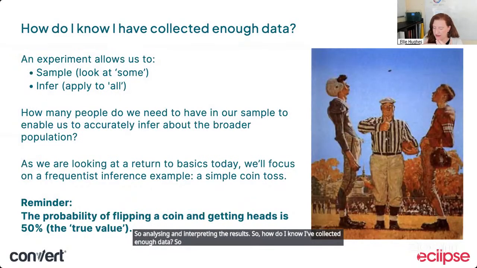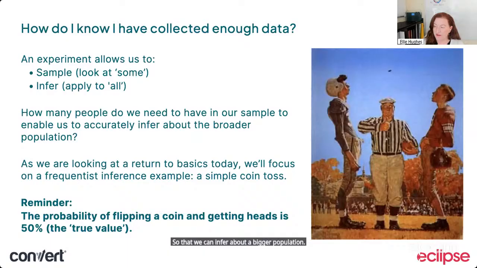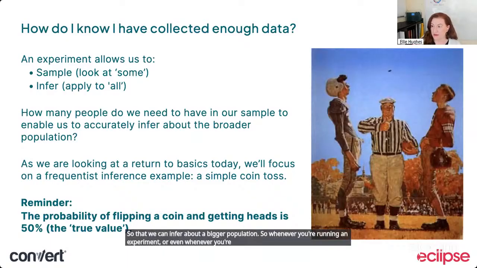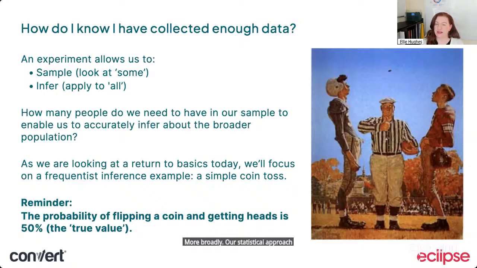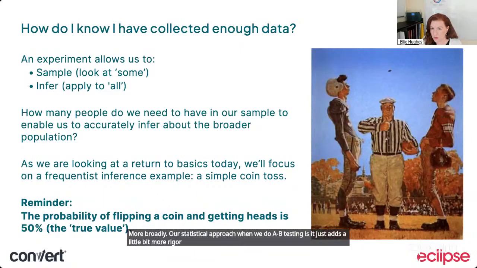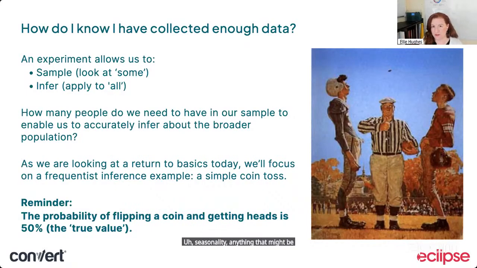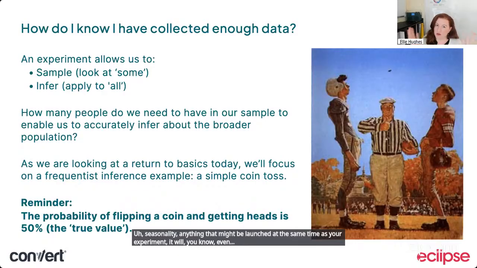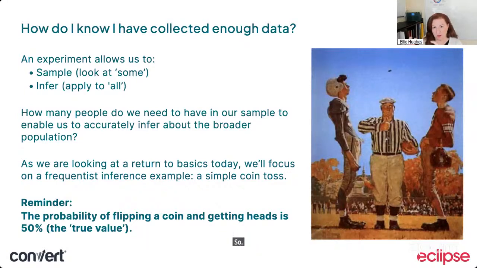An experiment allows us to sample a small number of users so that we can infer about a bigger population. Whenever you're running an experiment, or any sort of analysis, you're taking a subset of the data and trying to extrapolate out more broadly. Our statistical approach when we do A/B testing just adds a little more rigor because we're controlling for things like seasonality and anything that might be launched at the same time as your experiment. Even paid traffic changes, if someone suddenly turns off some of the paid marketing halfway through the test, will affect both variants equally. So you're controlling for all of these problems.